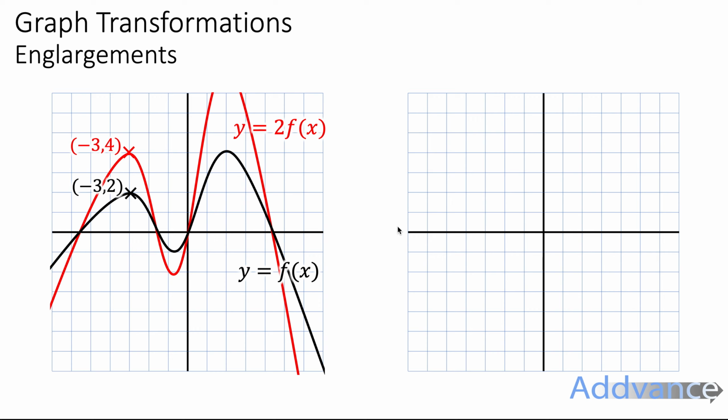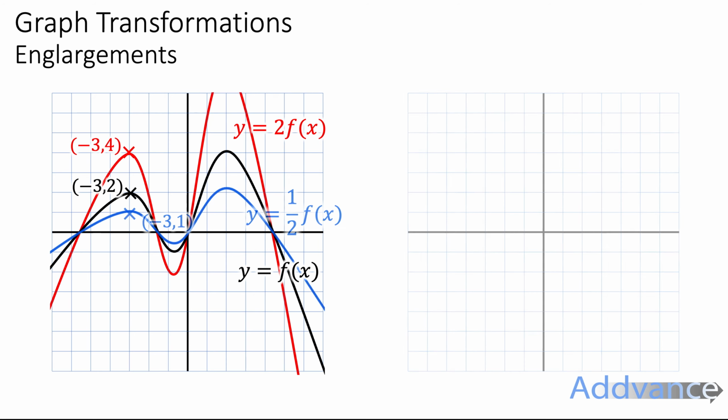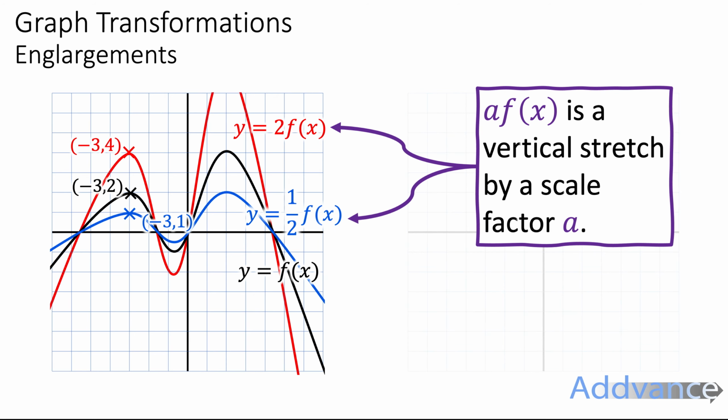The y-coordinate has doubled. Again, I can do that with y equals a half f of x, where I'm halving the entire equation, and the y-coordinate here will halve. So the new coordinate will be minus 3, 1. Okay, so what we can say is a f of x is a vertical stretch by a scale factor of a.